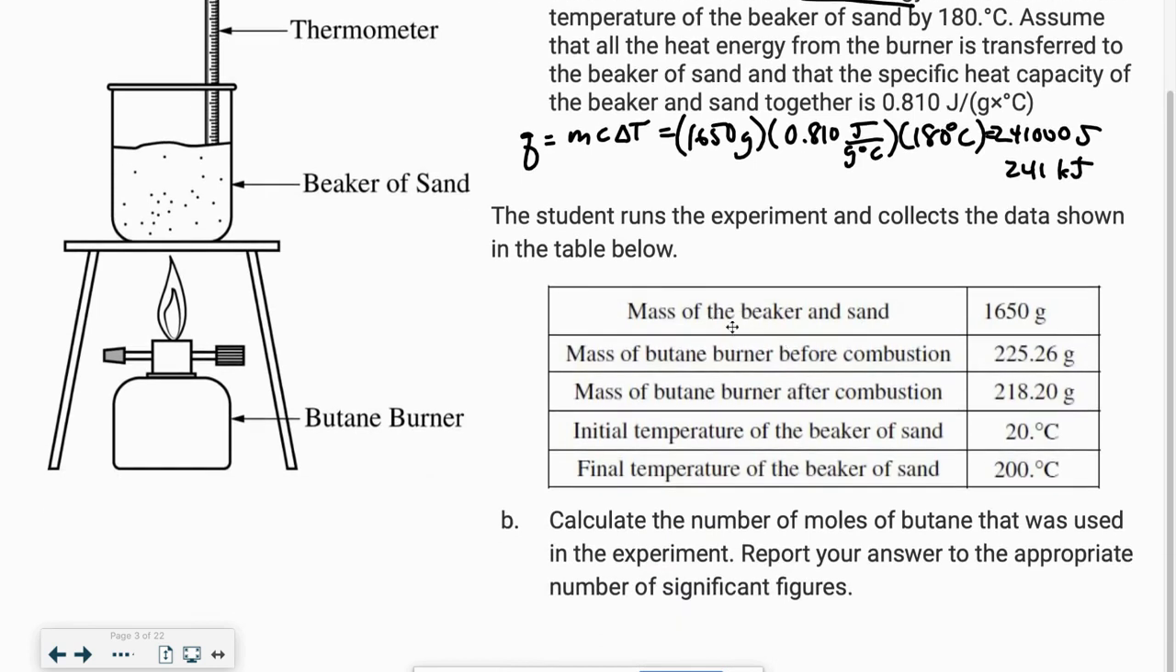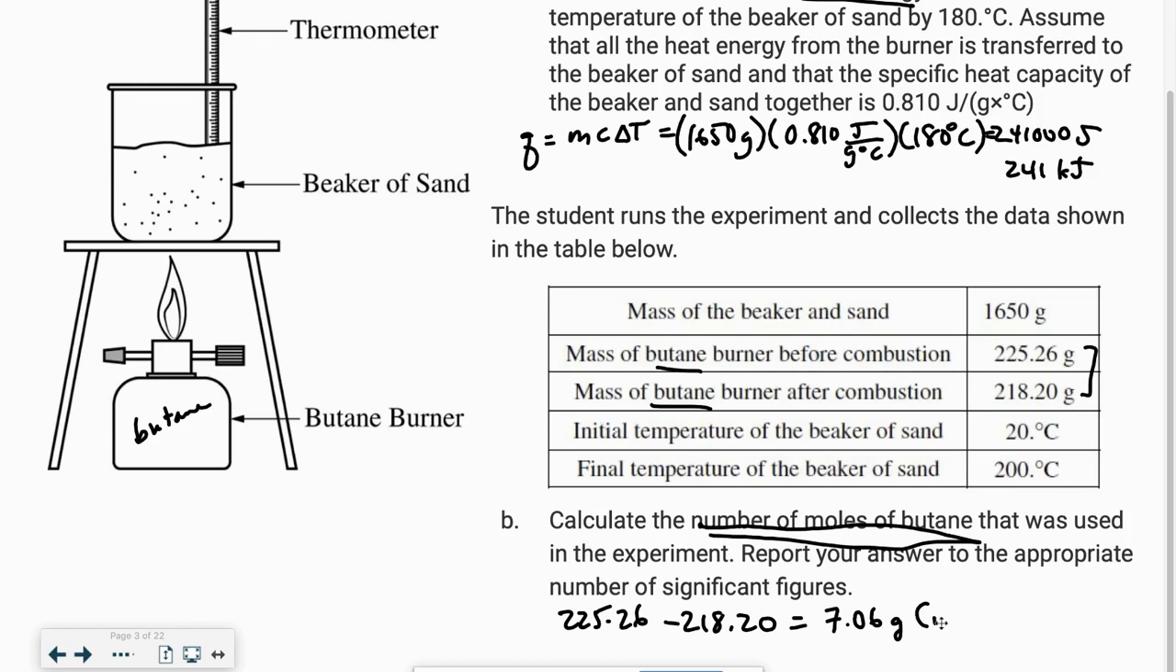And then the next part, they give you a sample data table, and they ask for the number of moles of butane that was used. Okay, so here is the butane inside of this burner. And here is mass data for the butane burner before combustion and after combustion. So presumably the difference between these, when we subtract these numbers, will give the amount of butane used. So when we subtract here, we get 7.06 grams of butane.